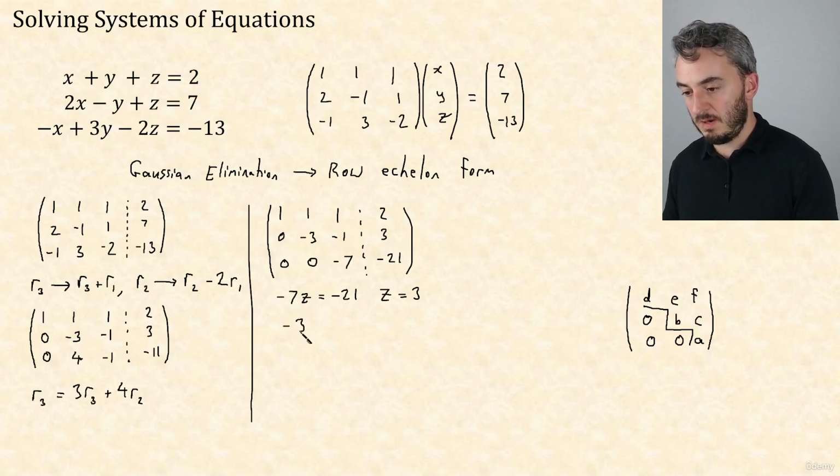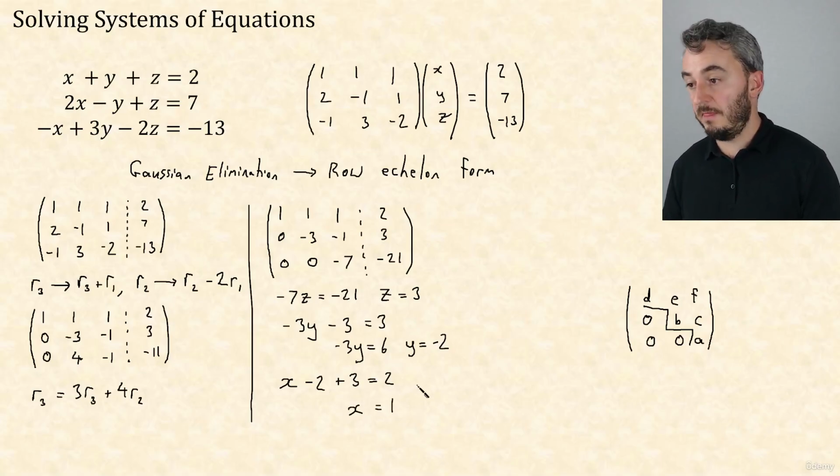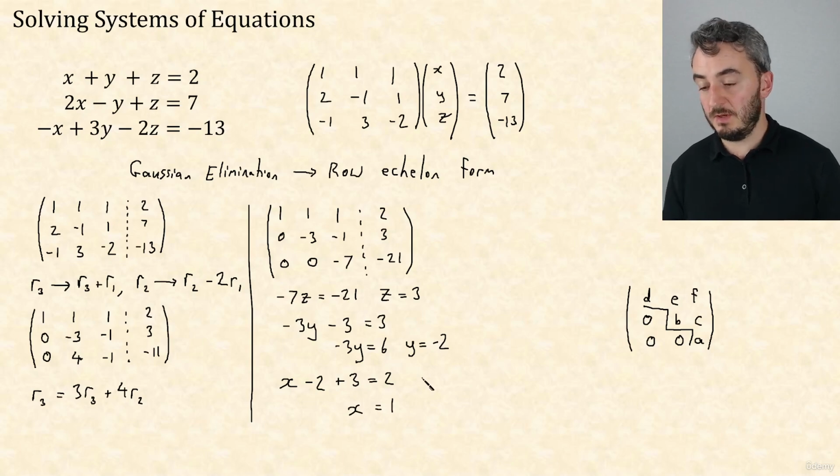And now we can use that z value here to solve the second row. 0x minus 3y minus z, which I know is 3. So minus 3y is 6, and y is minus 2. Now I'll use those in the top row. X plus y plus z equals 2. I think we get x equals 1. And there's my solution to that system of simultaneous equations.